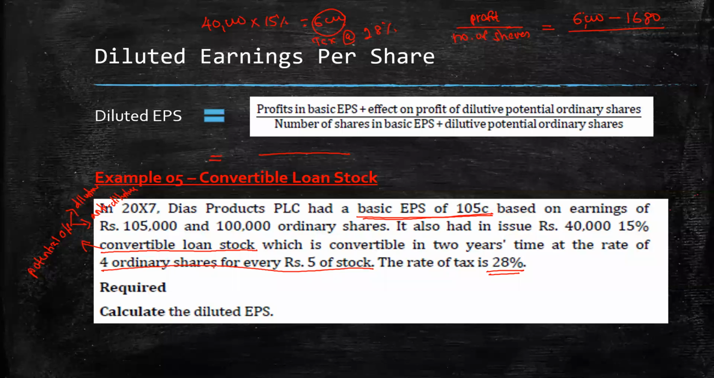4 ordinary shares for every 5 rupees stock.